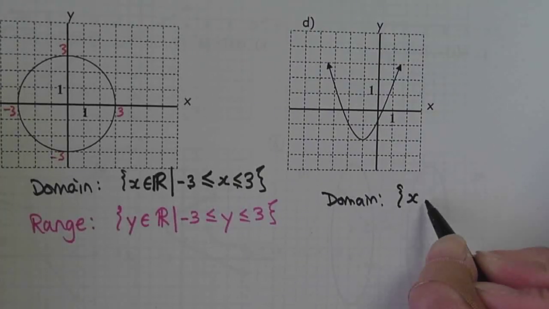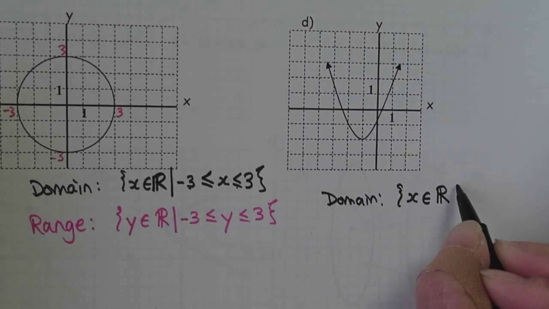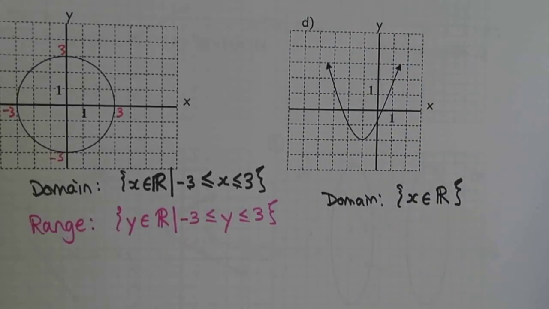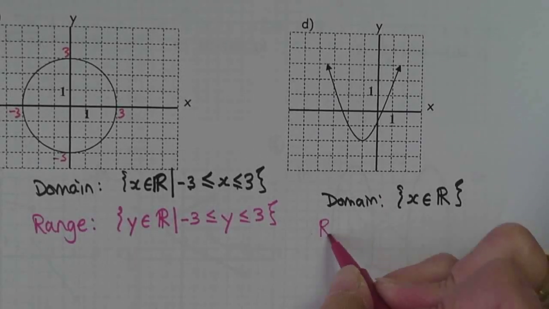So the way we write that is we say x is an element of the real numbers, and then we close it up, and we say, yeah, everything. Everything real. Everything you ever want it to be, that's what it will be. So x is everything. Yeah, x is an element of real numbers, no restrictions at all.